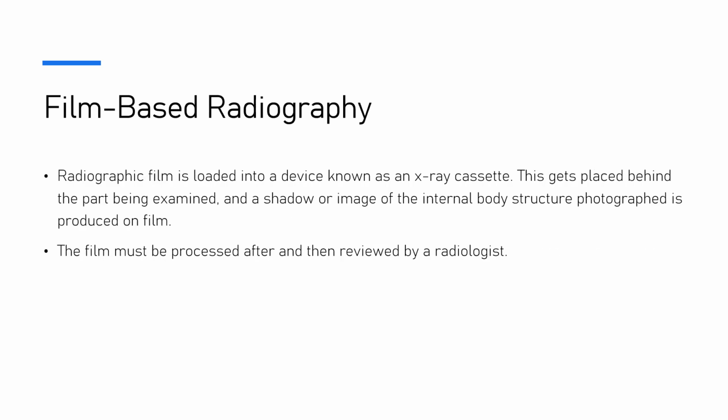So we're going to start off within this talking about film-based radiography briefly, and then we'll get into some other different types. But radiographic film is going to be loaded into an X-ray cassette, which is a little device, and this is going to get placed behind the part that's being examined, and a shadow or image of the internal body structure photographed is produced on a film where we can see it.